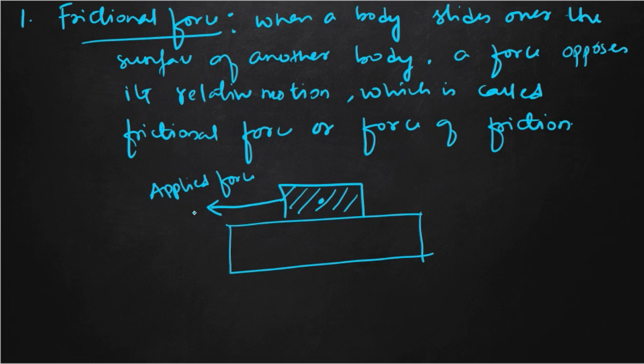So if we apply a force on the block, you can see in the figure, it will move towards the left. Instantly, at the same time, a frictional force acts to oppose its motion. That frictional force will be opposite in direction to the applied force. This frictional force will always be opposite to the applied force. So in this direction there will be the frictional force. Clear?